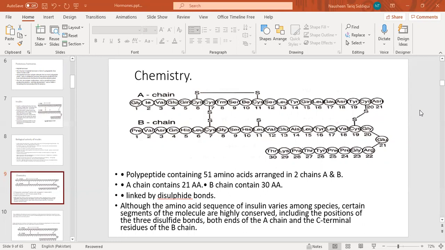There are two disulfide bonds which are basically a bridge between the two chains. Although the amino acid sequence of insulin varies among species, certain segments of the molecule are highly conserved, including the position of the three disulfide bonds. Sorry, they are not two, there are three disulfide bonds, and their position is very particular, and both ends of the A chain and the C terminal residue of the B chain are also very specific.